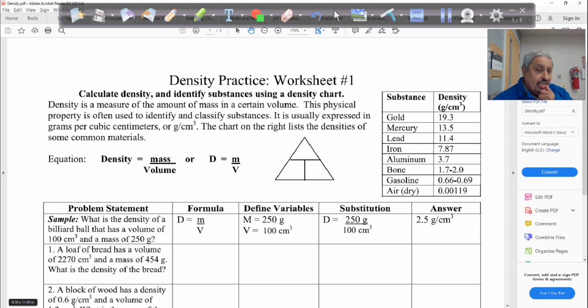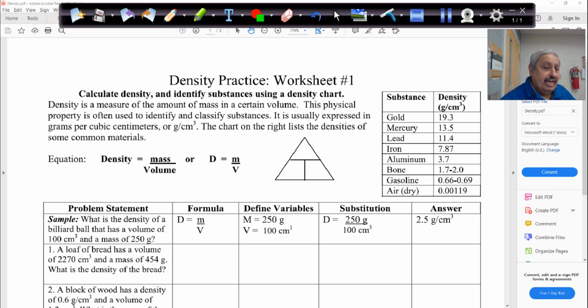And the density, as you can see here, is the ratio between mass over volume. Mass over volume. That's the density here. It's a ratio. Mass over the volume. So now they give you a sample example here, and then the density. What's the density of a pillared ball that has a volume of this? Remember the centimeter cube.